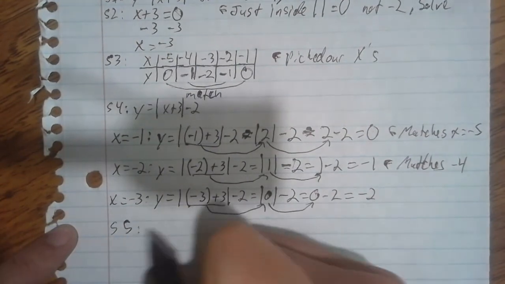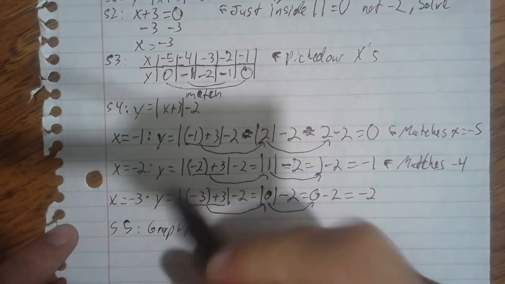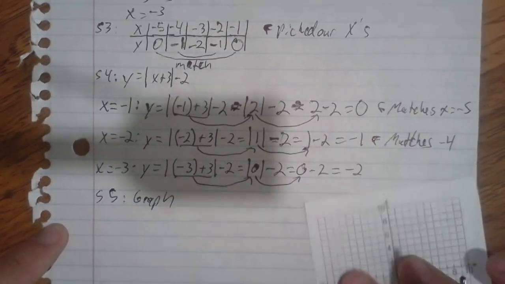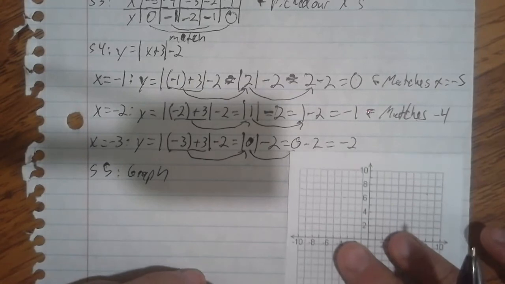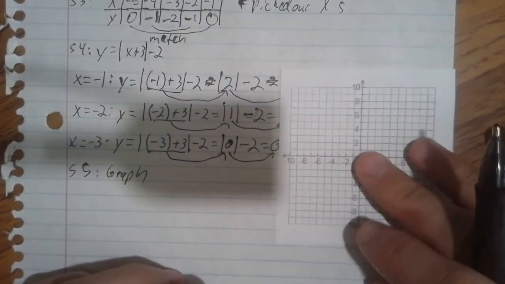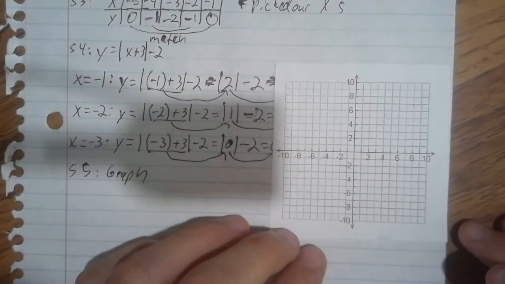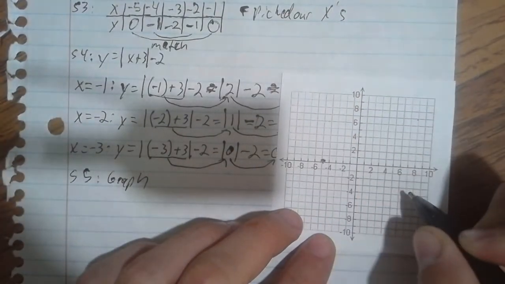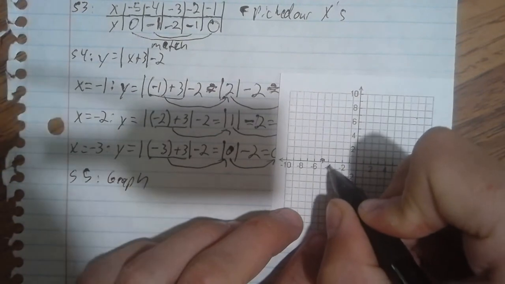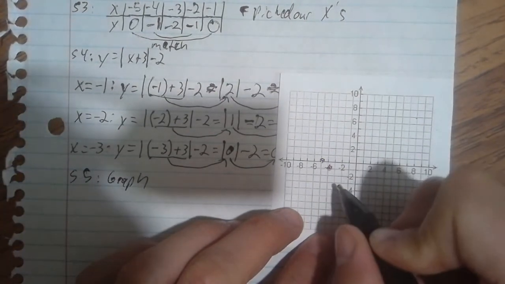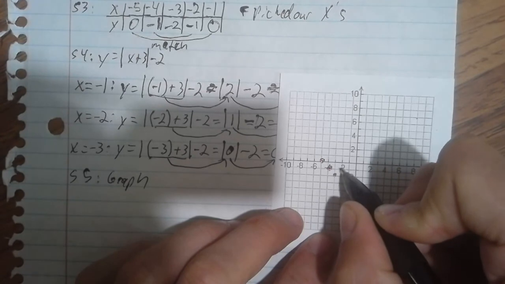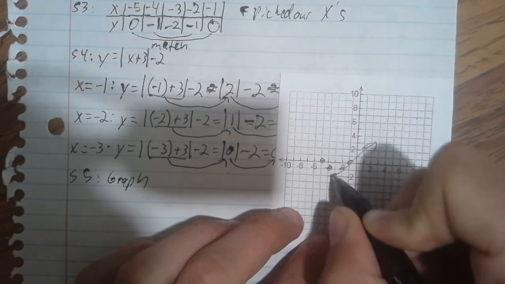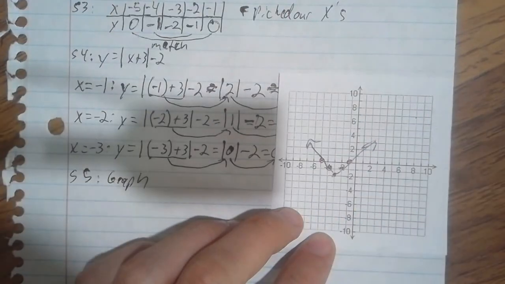And then step 5, we get to graph. So now we're just going to graph our XY chart on our graph. So we have -5, 0, -4, -1, -3, -2, -2, -1, and -1, 0. And we can draw our graph. And there we go.